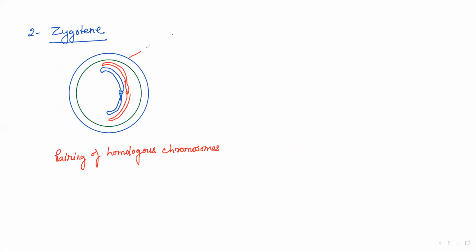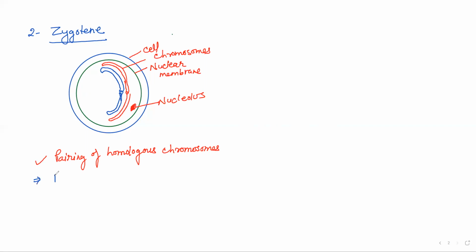This is the cell, this is the nuclear membrane. Here is my nucleolus. And here, chromosomes. So here pairing of homologous chromosomes takes place, and homologous chromosomes are seen as bivalent.